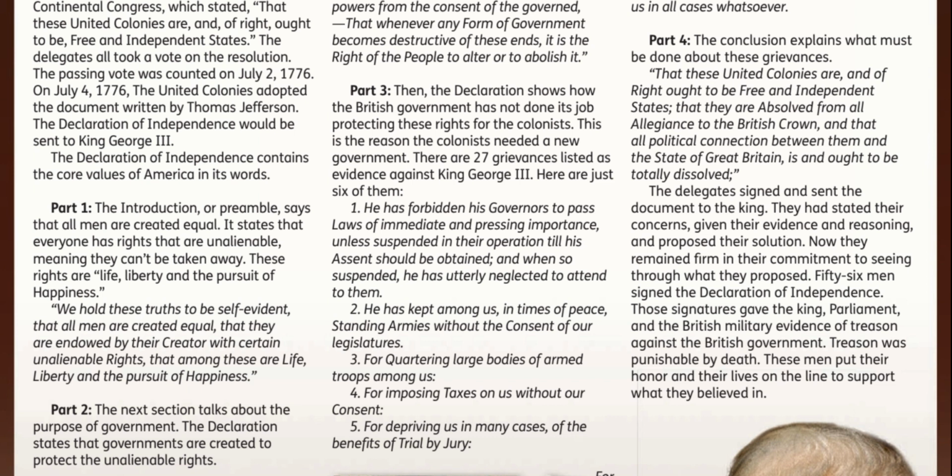The delegates signed and sent the document to the king. They had stated their concerns, giving their evidence and reasoning, and proposed their solution. Now, they remained firm in their commitment to seeing through what they proposed.